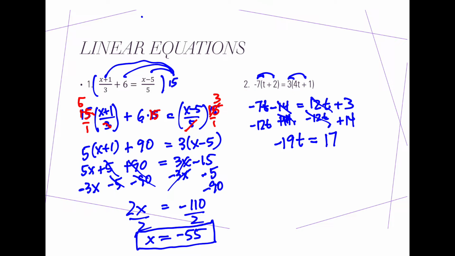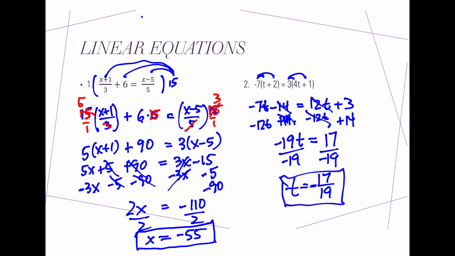And then dividing both sides by negative 19, we get t is equal to 17 over 19, and that's negative. We can either have the negative on the top or the bottom or out in front, either way, but this should be the solution of this linear equation.